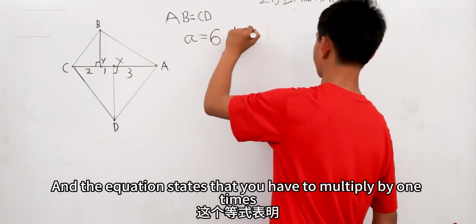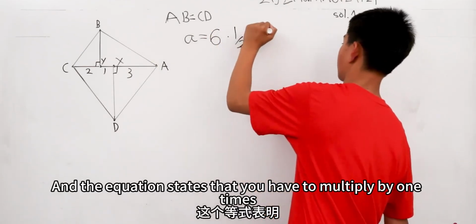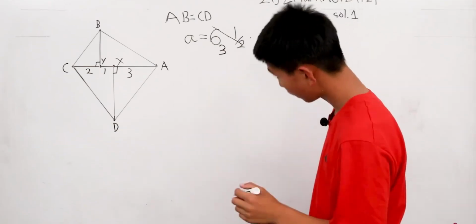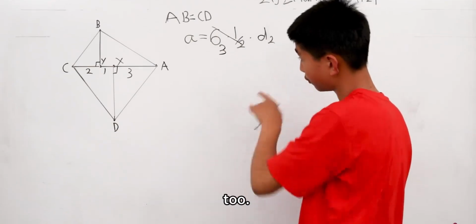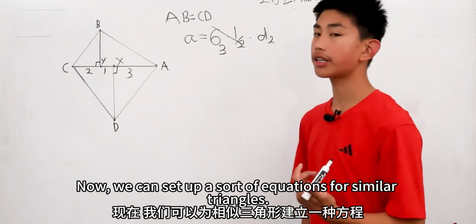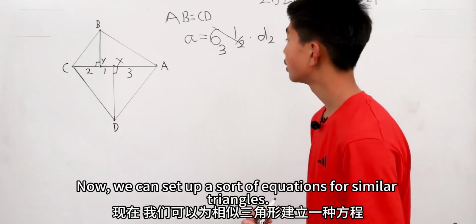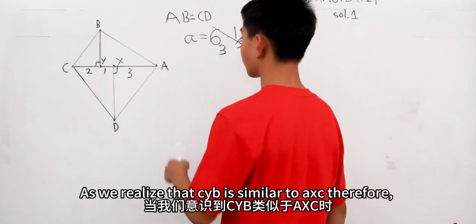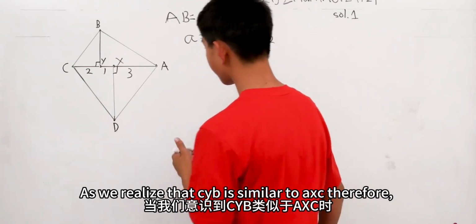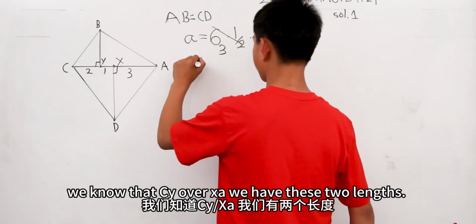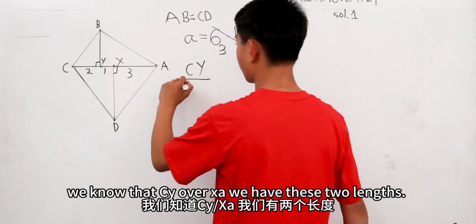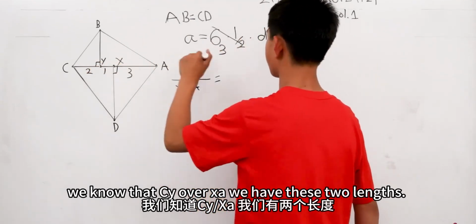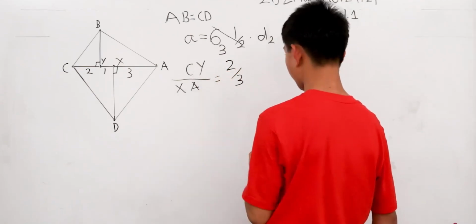And the formula states that you multiply by 1/2 times the second diagonal. This crosses out to be 3. So our area is 3 times diagonal 2. Now we can set up equations for similar triangles as we realize that CYB is similar to AXC. So therefore, we know that CY over XA, we have these two lengths, so that's 2/3.